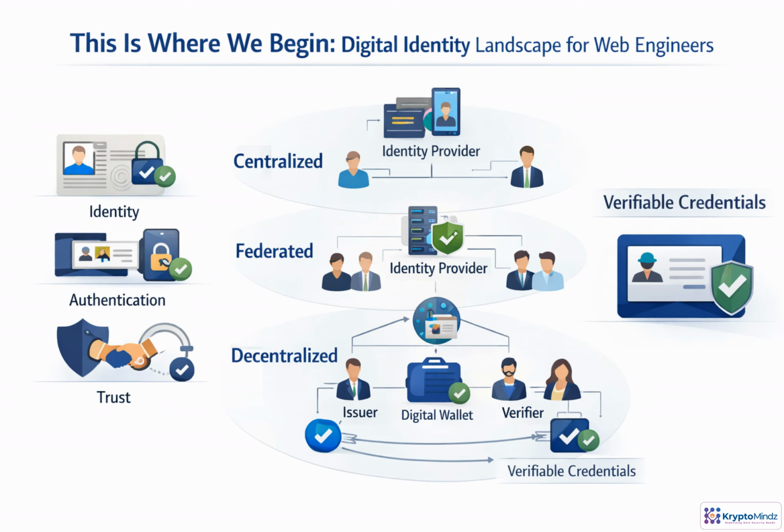We begin by treating digital identity as a system, not just a login box. Identity describes who or what an entity is. Authentication proves it. Authorization decides what it can do. Trust explains why another party should believe a claim. We'll compare centralized accounts, federated providers, and decentralized models where credentials move through issuers, holders, and verifiers. This mental map gives us the language for every protocol, API, and design choice that follows.